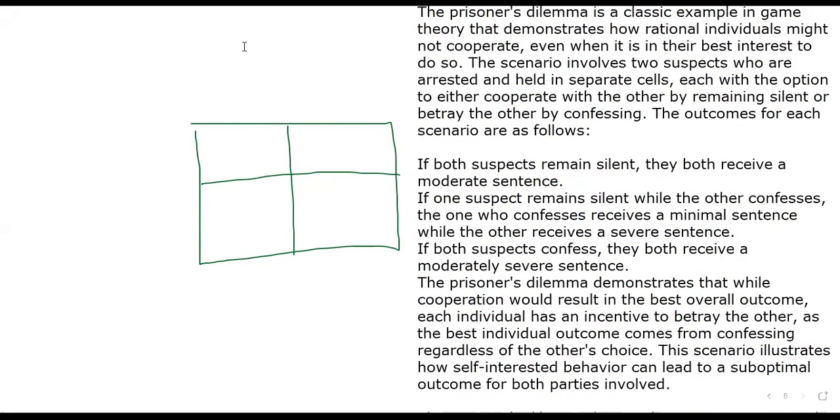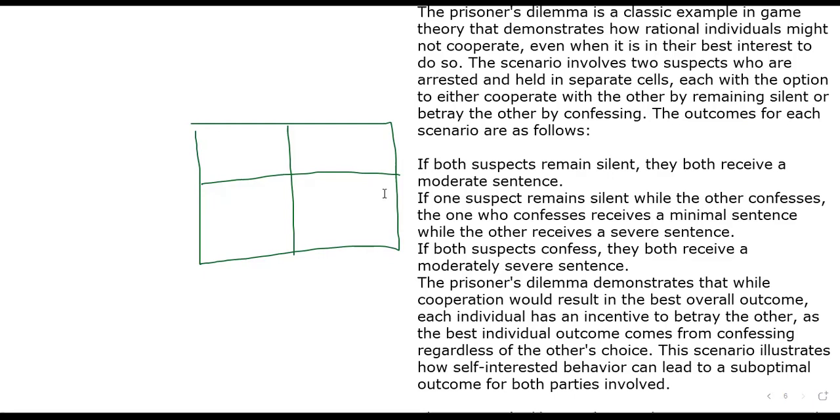So like I said, it involves 2 prisoners. Now these 2 prisoners are arrested in separate cells with the option of either cooperating with each other by remaining silent, or betraying the other by confessing. So the outcomes of any of these are as follows.